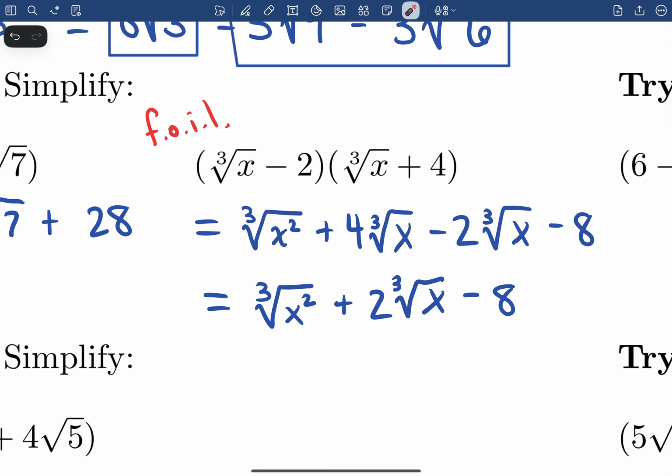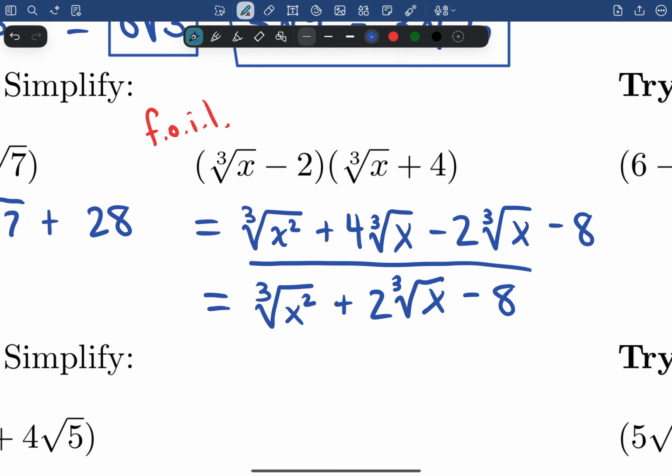Now, I could not combine this as a like radical with these because the radicand was x squared, whereas these were just x. And so this can't be combined with anything else. This is all done. We have 3 terms which are not like terms. This is the solution.